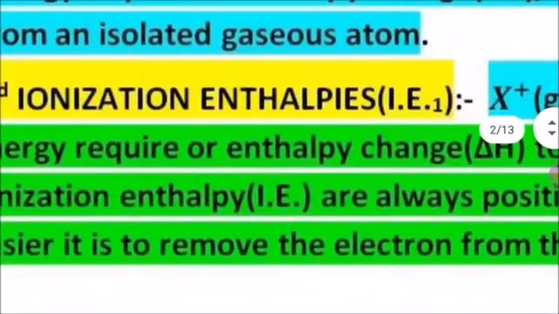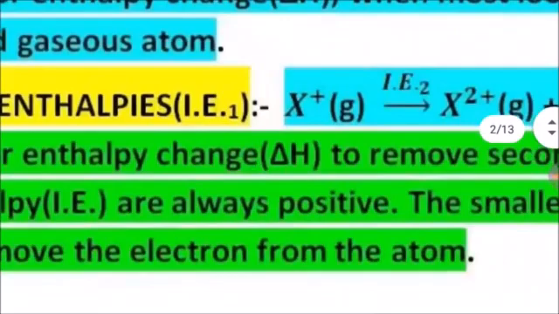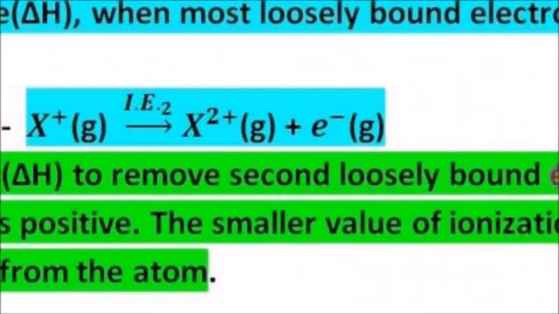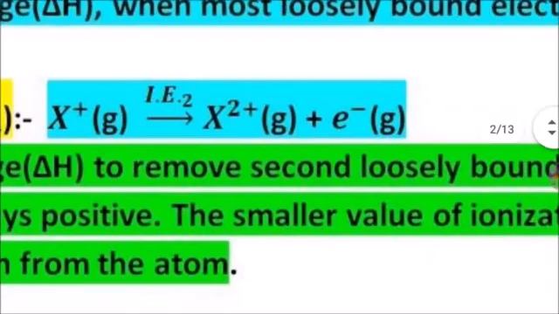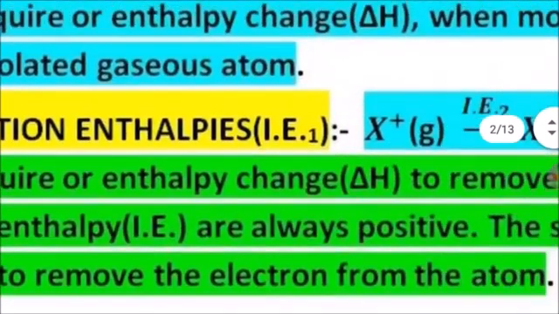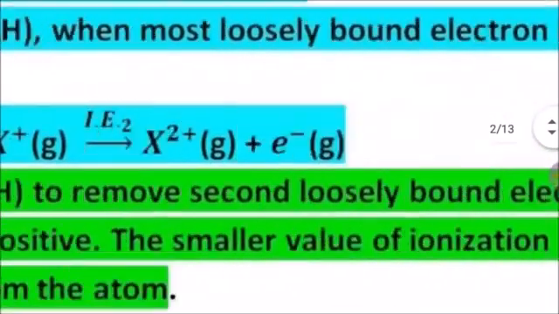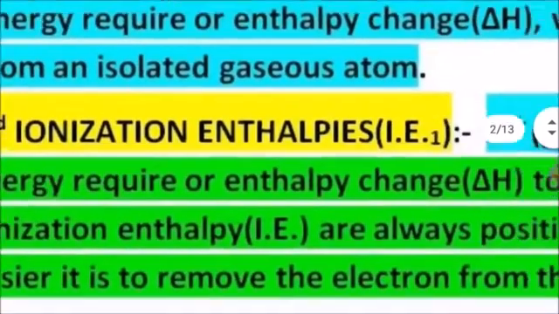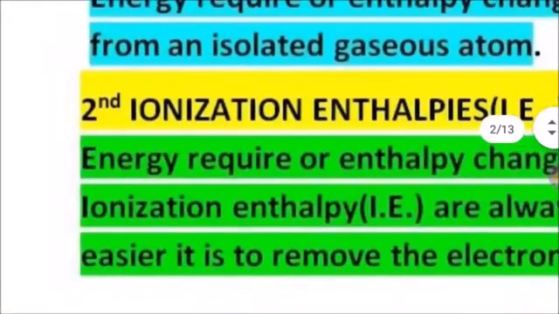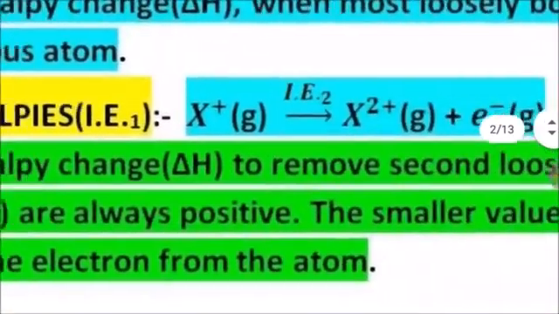The second ionization enthalpy is IE2. When the cation X positive becomes X2 positive, a divalent or bivalent cation, for example in the case of magnesium Mg2 positive, the second electron is removed. This is known as IE2, ionization enthalpy second. It is the energy required, or enthalpy change, to remove the second loosely bound electron. Ionization enthalpies are always positive. The smaller the value of ionization enthalpy, the easier it is to remove the electron from the atom.